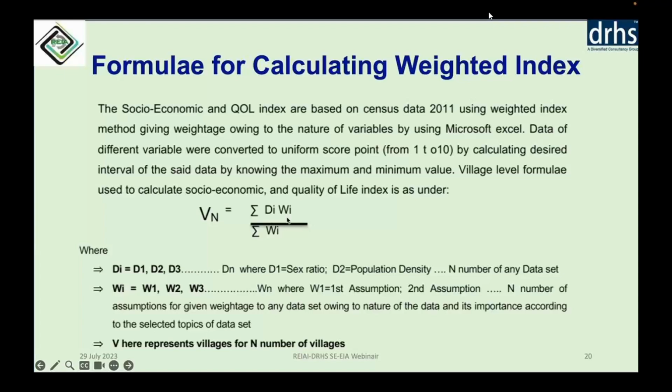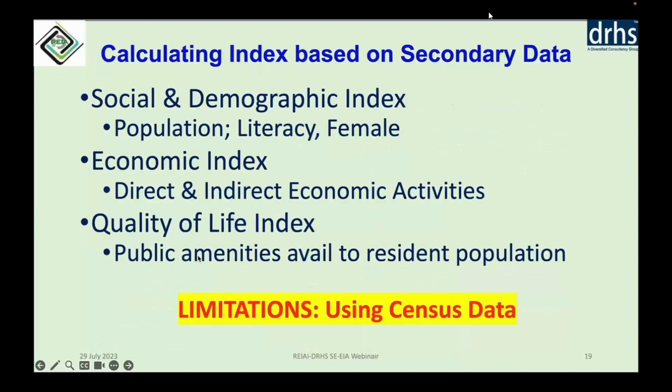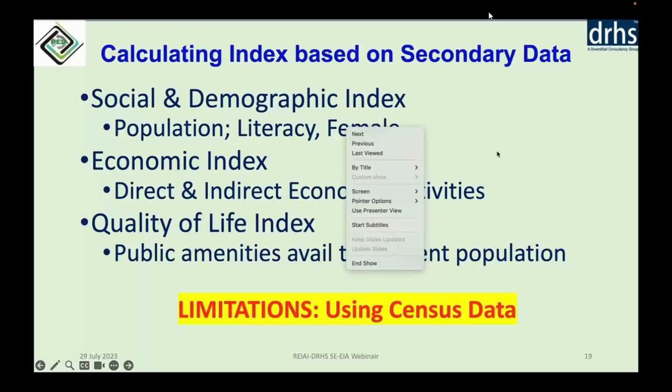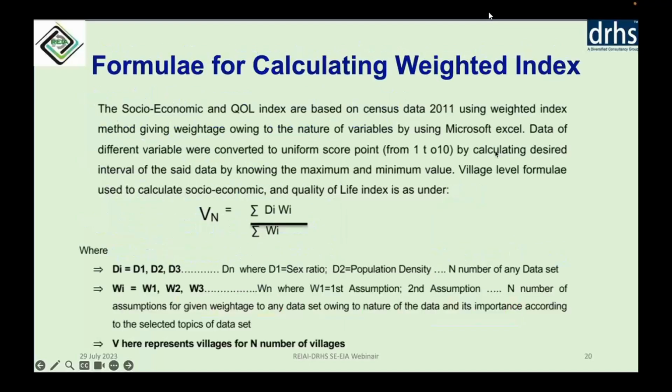So this formula which I have used is applicable to all these three indexes. Earlier I was calculating a different formula for each index. Later I realized that would be too difficult. Why can't we develop a simple common formula so that all three indexes can be calculated? This is the formula where you can develop all three indexes.